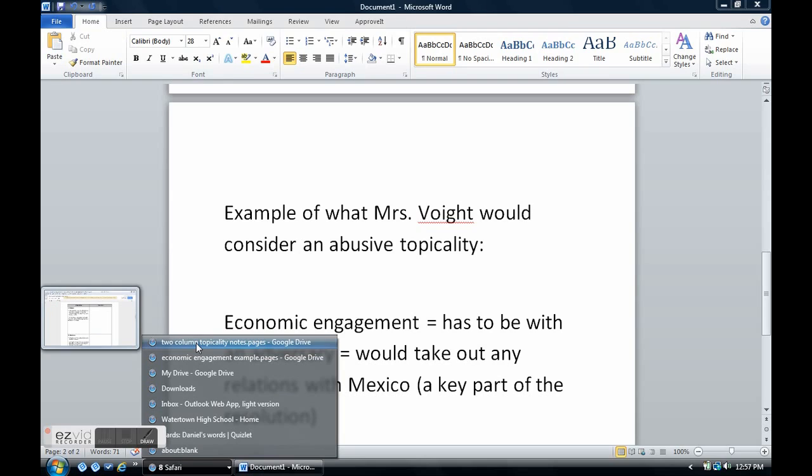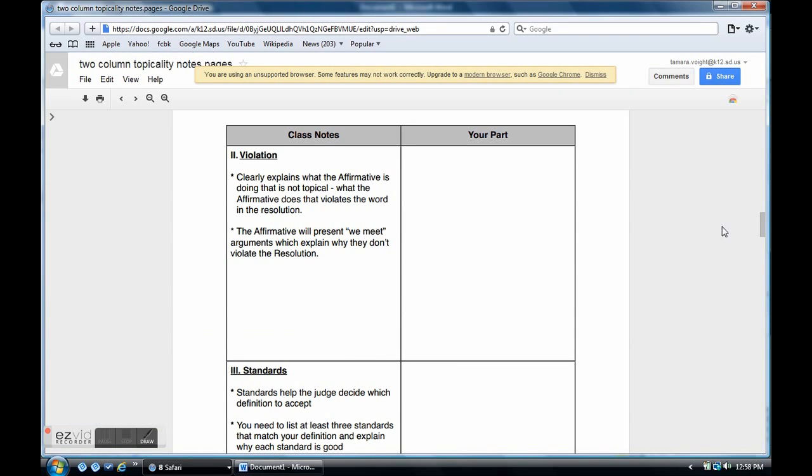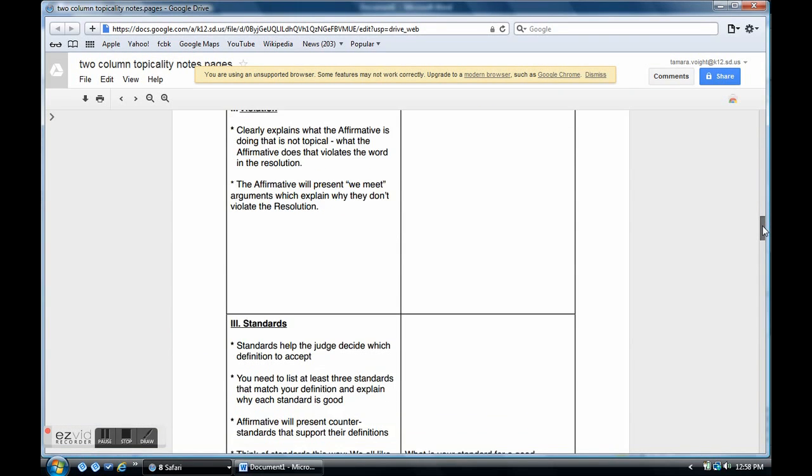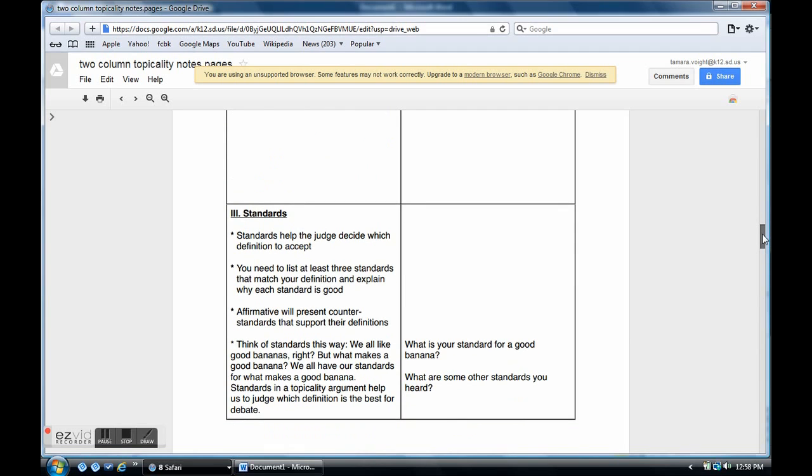Now we look to standards. Standards are the most important part of a topicality debate. It is what decides who wins topicality, actually. It tells the judge which definition to accept, because the negative should be presenting a definition and the affirmative should be presenting a different definition of the same term. You should have at least 3 standards when you do a negative topicality.